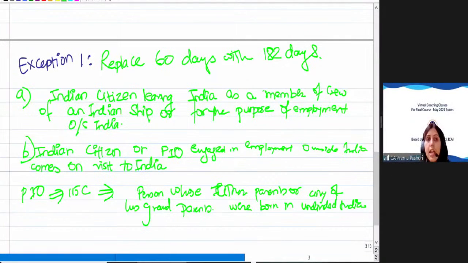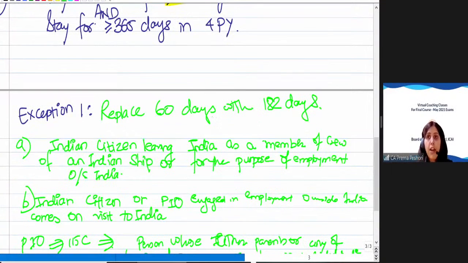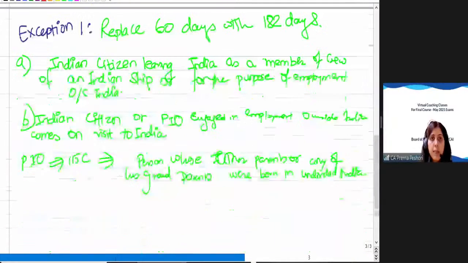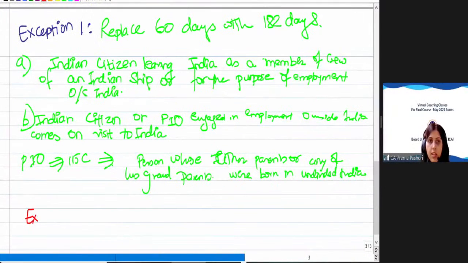Right? Now, this was existing till now. Now, what has been the amendment? We look into it now. There has been an amendment. There are two amendments, in fact, to the residential status. This is the first amendment, and the second amendment is a new exception which has been created, which I call exception 2.